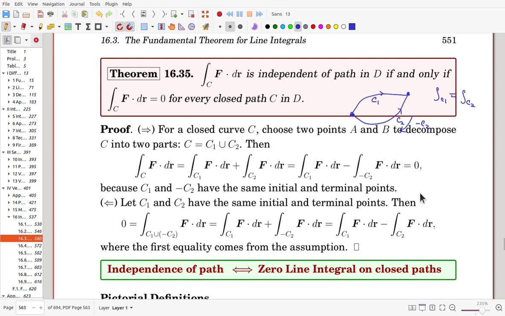And also, for every closed curve, we consider an initial point and again another point. Then we consider this portion and that portion. Because the integral over the closed curve is 0, the value along one side must be the negation of the integral on the other side, which means that if we go in that direction, the integrals must be the same. The proof is based on this geometric interpretation. So we can say independence of path is the same as 0 line integral on closed paths.